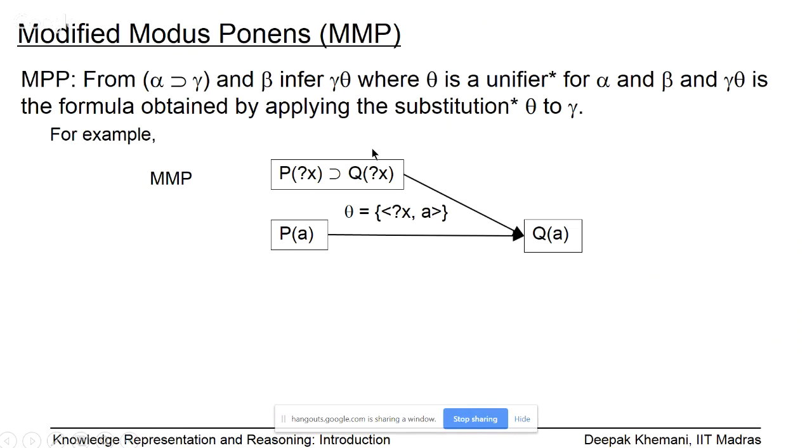A unifier is a substitution for a set of variables such that two formulas become the same, or they are unified essentially. So in our case, we want to unify this formula p(a) with p(x), and this unifier can be found by saying that you can substitute x for a, and then this will become equal to p(a), and then you can apply the unifier to the right hand side, and you will get the answer q(a).